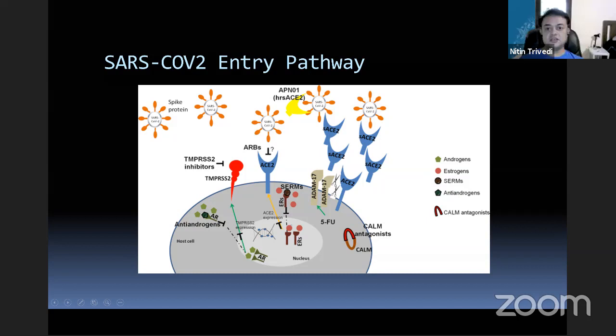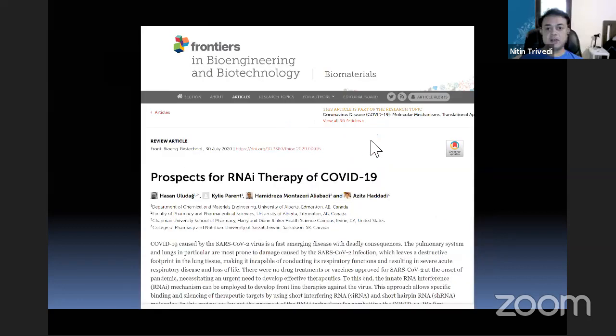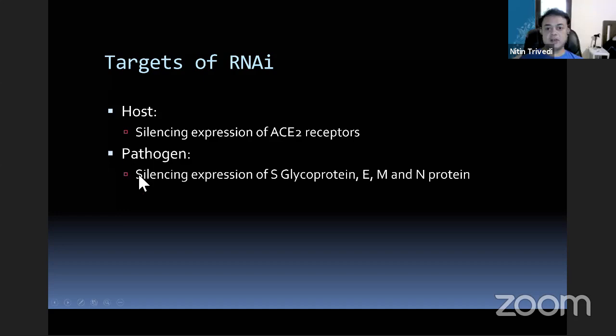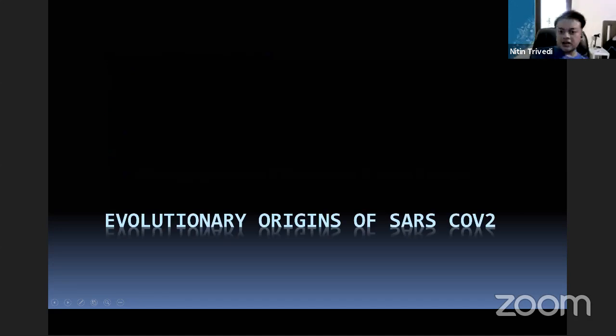So the two targets, as I told you, are the host or the virus. The host approach is silencing the expression of the ACE2 receptor. Of course, it's tricky because we need the ACE2 receptor. And if you silence its expression, we might face other serious ramifications, for example, very low BP, dizziness and nausea. I mean, lots of complications might be there. A better approach is on the pathogen, silencing the expression of the S glycoprotein and then the E, M, and N proteins. All these are glycoproteins on the spike protein. So if you can silence them, you can do it.